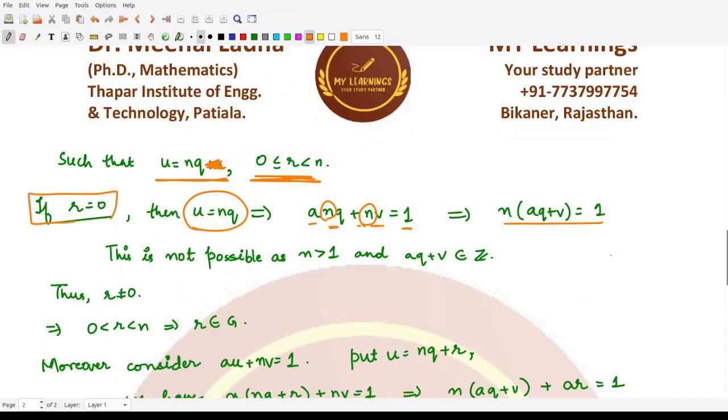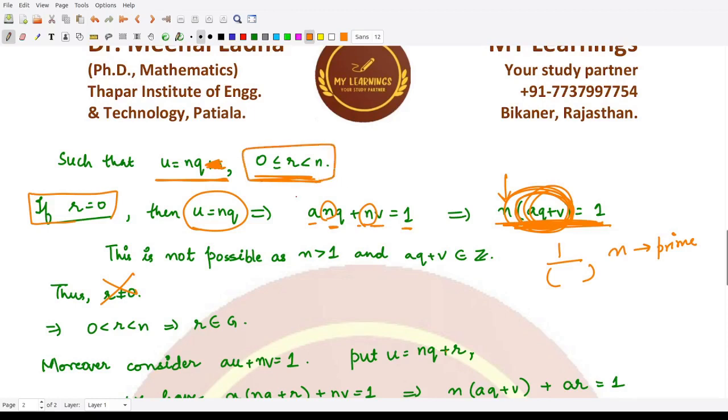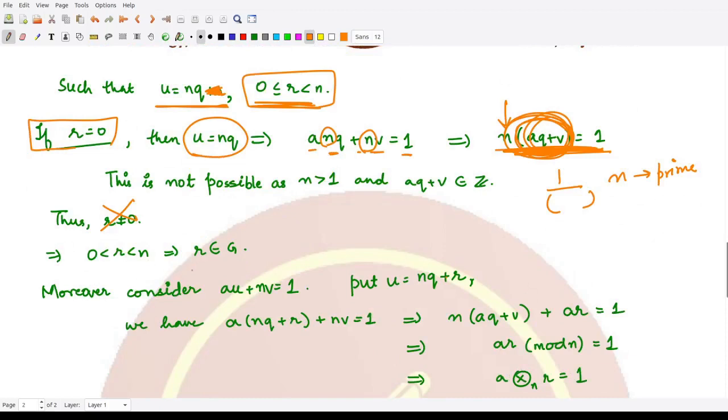So basically your n is a prime number, right? It is greater than 1, and moreover these are integers. They cannot be written like rational numbers. So therefore this thing cannot happen. Why? Because either n has to be a rational number, since it is greater than 1, or it has to be less than 1, or this has to be a rational number. So therefore this case is discarded here. If this case is discarded, that means your r would definitely lie between 0 and n. So definitely r would be a member of G.